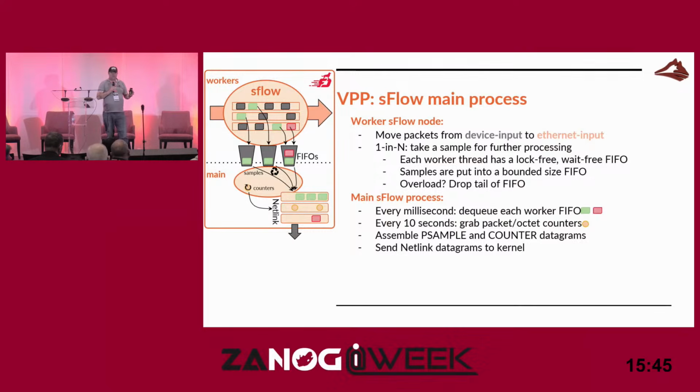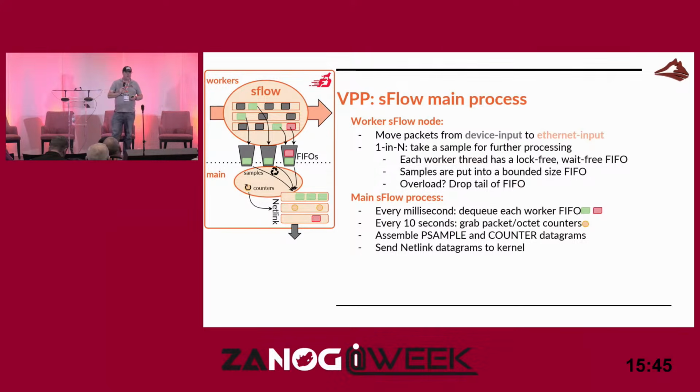So then, they're in this FIFO queue, and in a different CPU thread that is not in the data plane, so it's not handling the forwarding itself, we flush every millisecond these FIFO queues, and then every 10 seconds, we ask the interface stats counters how many bytes and packets have you sent in the last 10 seconds. And if we were to drop a packet, we as well mark it as a dropped packet, right? And if it's on the input, we mark it input, and output mark it output. So this main thread is taking all of these samples from the FIFO queues of the workers and assembles these, they call it P-sample and counter datagrams, which we send to the Linux kernel using Netlink.